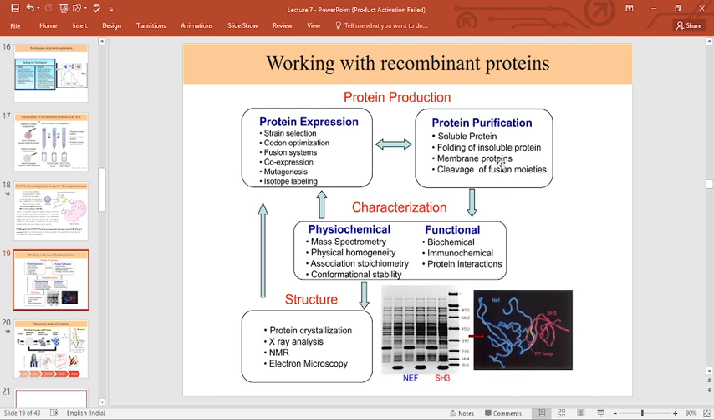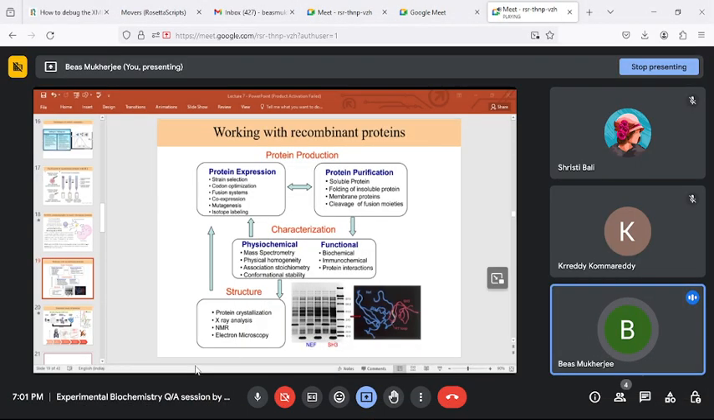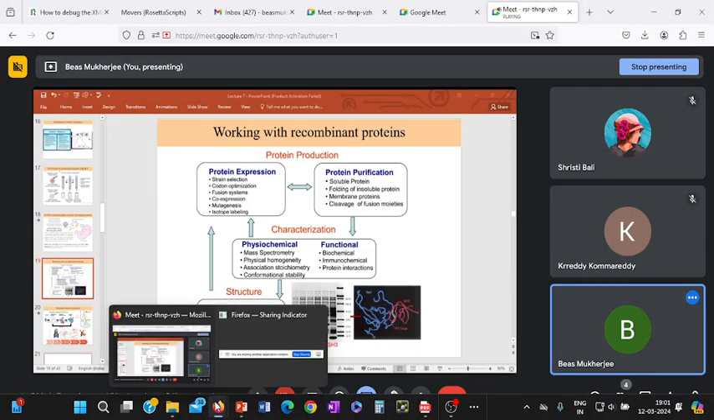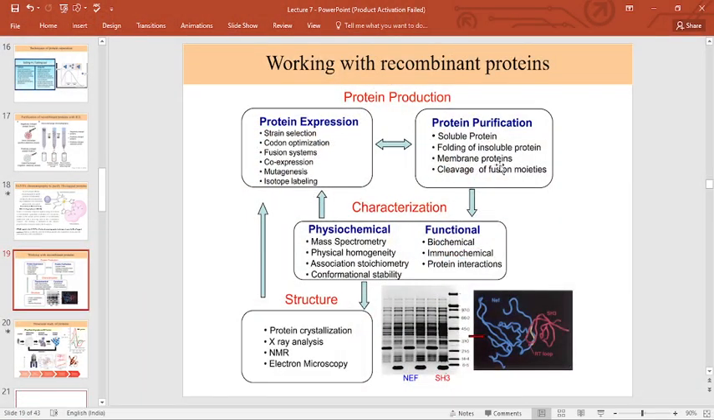Then there are different membrane proteins. So membrane proteins are very huge, right? So it is very difficult to actually clone and purify membrane proteins. So how is that done? That you can learn about. And then there is cleavage of the fusion moiety. So yes, there are two different fusion proteins. You cleave using a protease, then that protein is removed and you are left with your protein of interest, right?